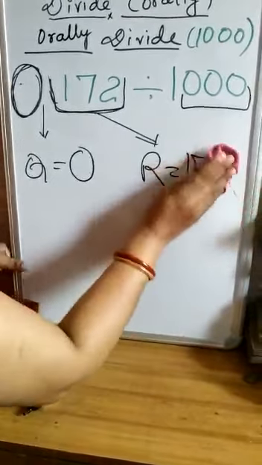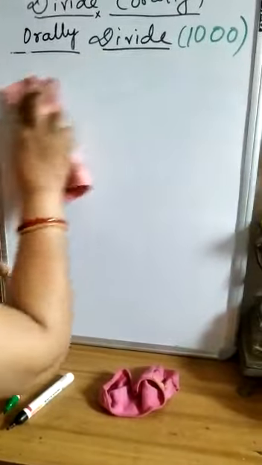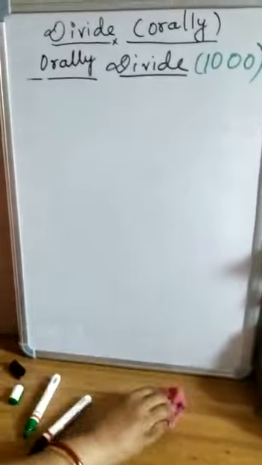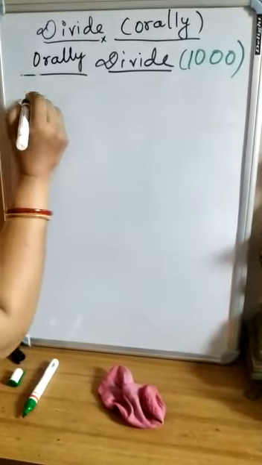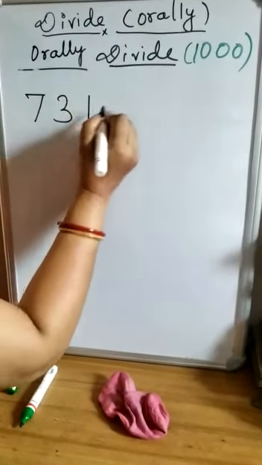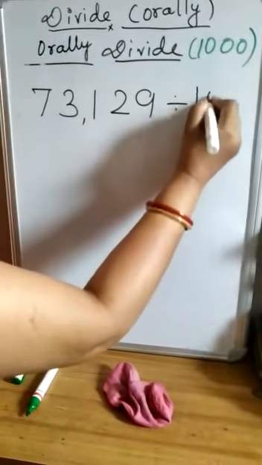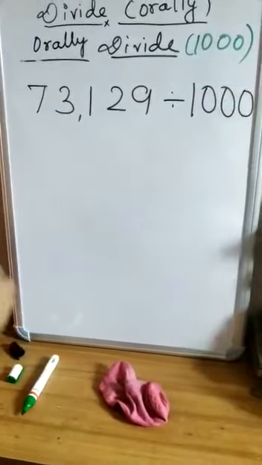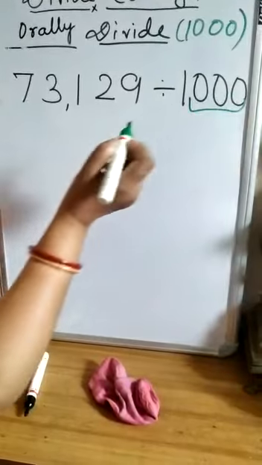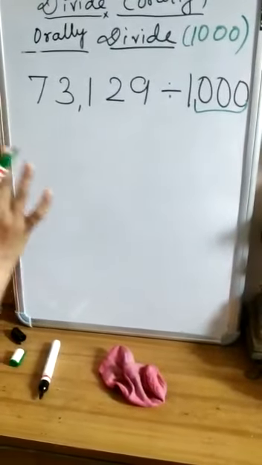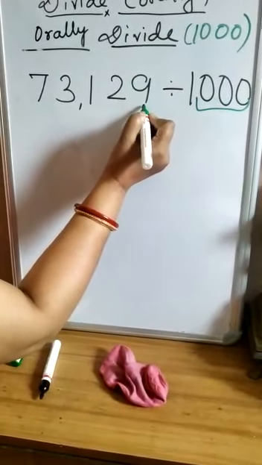Now, let us take another example. 73,129 divided by 1000. So here, children, all of you see, how many zeros are there in 1000? 3 zeros. When we are dividing orally, then we can divide orally. So here, 3 zeros, I am removing the 3 digits from the right side.